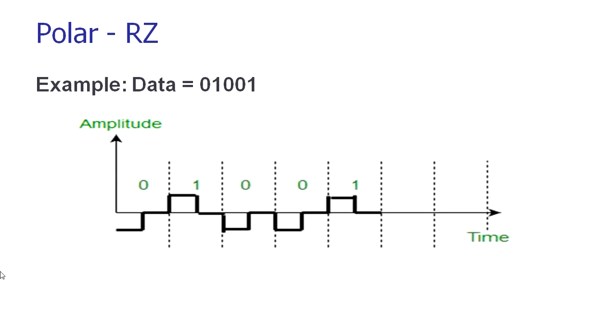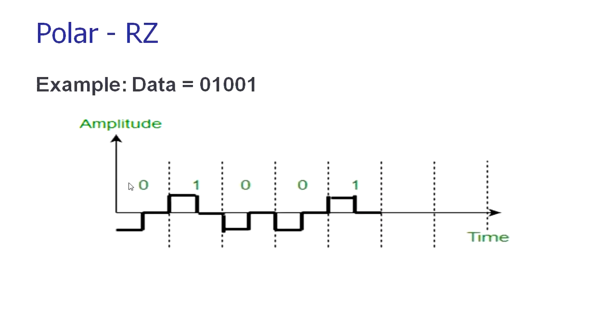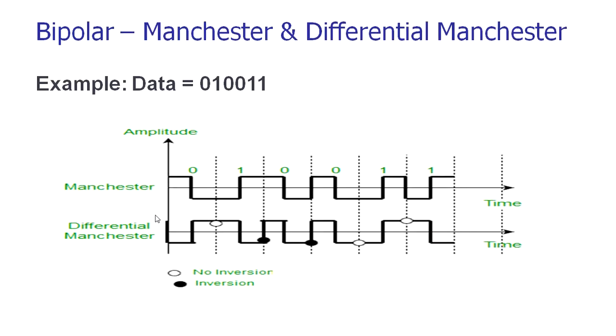So that means the entire time slot is split into half. This part represents your signal and this part represents your transition, that is from the high amplitude to 0. This is return to 0. Whereas in the previous case, you can see for the entire time slot, it remained in the same amplitude. But here, for half of the time slot, it remains at the same amplitude, and for the remaining half of the time slot, it goes back to 0. Okay. So this is polar return to 0.